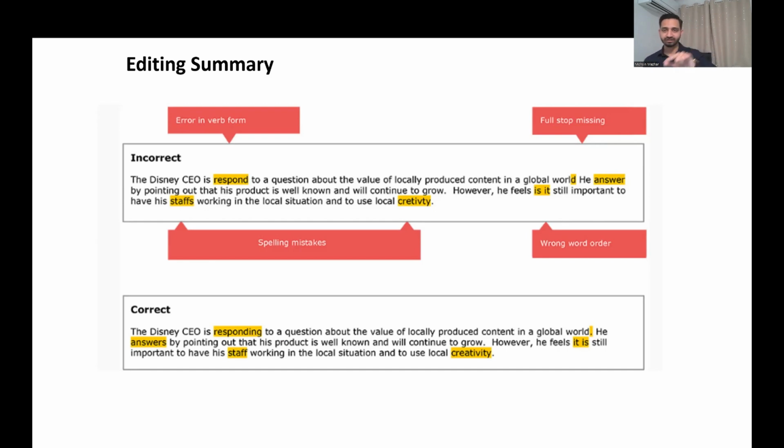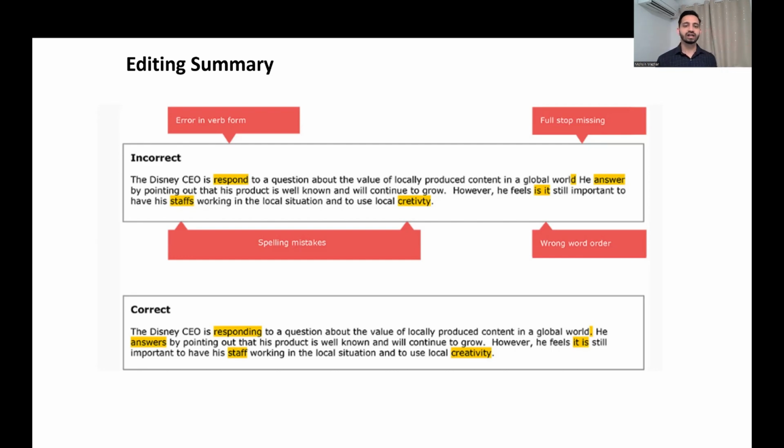And the errors that we have here, let's look at the first error. The Disney CEO is respond to a question. We've got a verb form error here. So how would you change that? You would say is responding, okay? When you have the auxiliary is, you need an ing form, so you'll change that in that case.